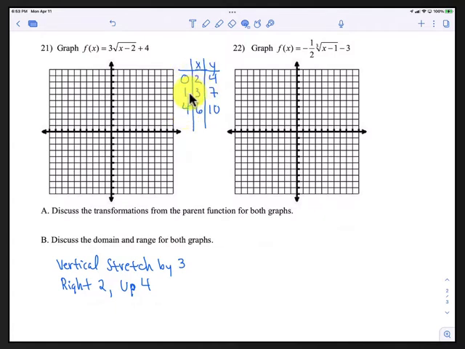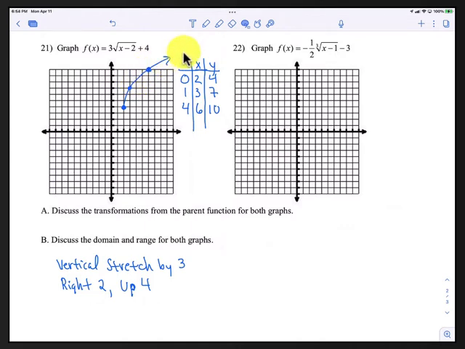0 plus 2 is 2, 1 plus 2 is 3, and 4 plus 2 is 6. Now let's plug in 2, 3, and 6 into the equation for x, and you'll end up getting these corresponding y values, 4, 7, and 10. What does the graph look like? Well, (2, 4) is here, (3, 7) is here, and (6, 10) is here. So it begins at (2, 4), and then goes through these points upward.